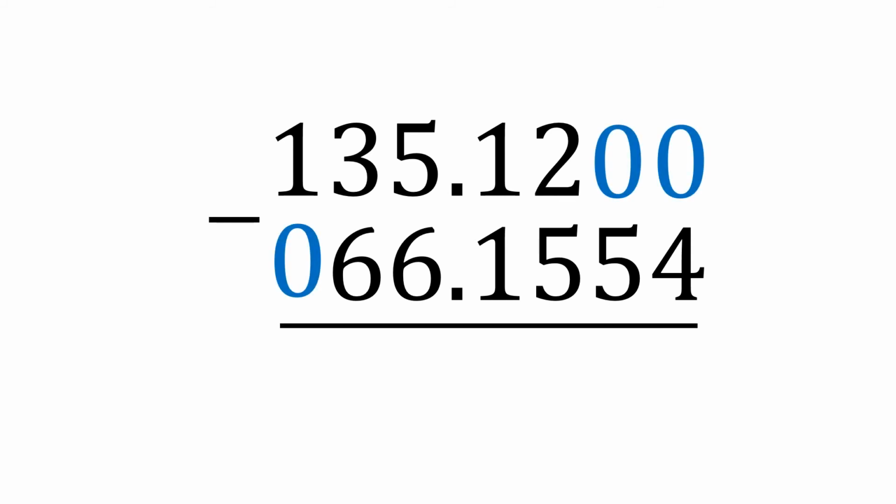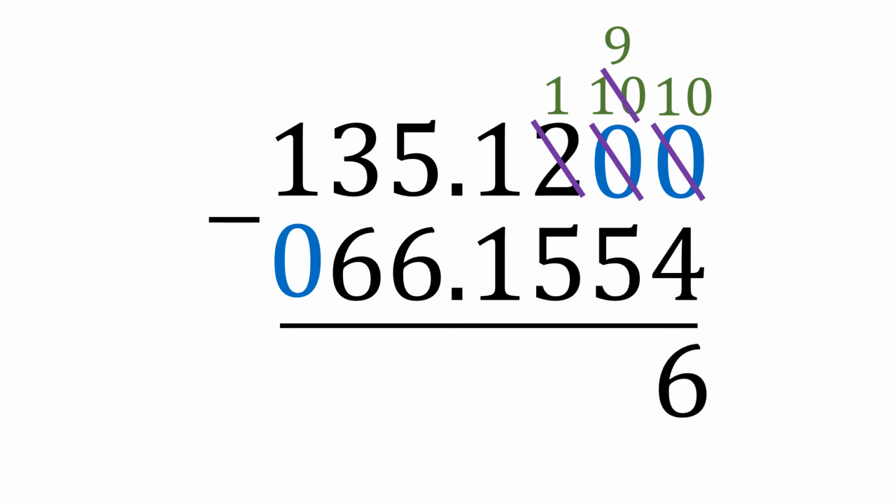Then let's subtract. So we cannot subtract 0 by 4, then we need to borrow from the number at the left. So 2 becomes 1, and then 0 becomes 10. Then borrow again. 10 becomes 9, so 0 will be added by 10. Now we can subtract. 10 minus 4 is 6. 9 minus 5 is 4. But then we cannot subtract 1 by 5, so we need to borrow again. So this becomes 0, and 1 will be added by 10, so it becomes 11.